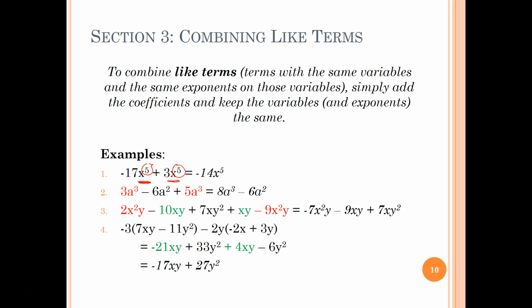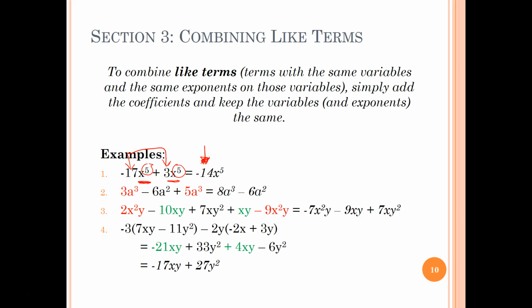Now, with that said, when we add like terms, the only thing we're really doing is combining their coefficients. Negative 17 plus 3 is negative 14. Notice that our exponent didn't change. It's still x to the 5th. And doesn't that make sense?